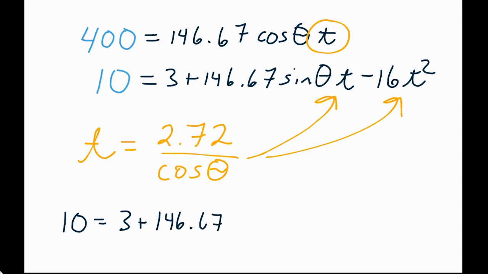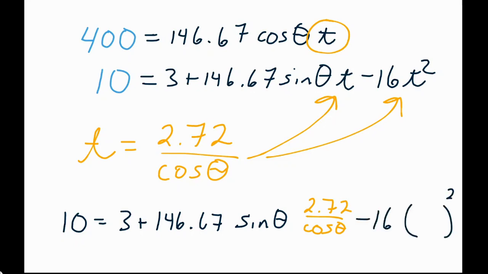Why is it fun? Look what happens when sine of theta meets 2.72 over the cosine of theta. In other words, I have sine over cosine. Here, let's finish plugging in, because we get a little bit of fun here too. We're going to plug in 2.72 over cosine for t squared.